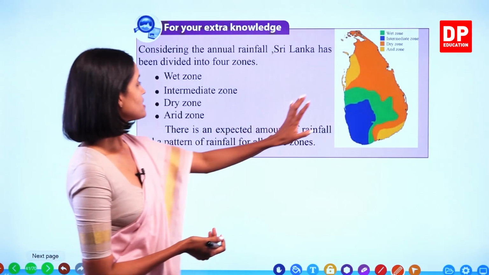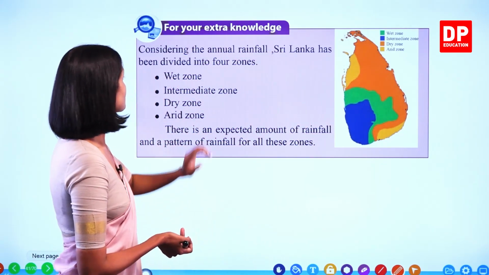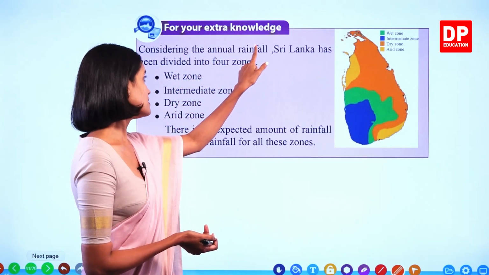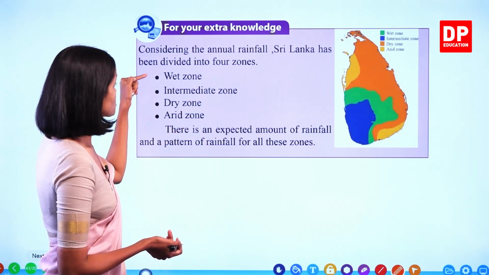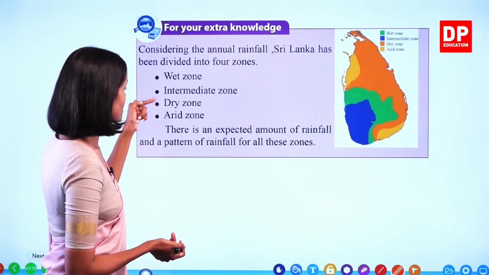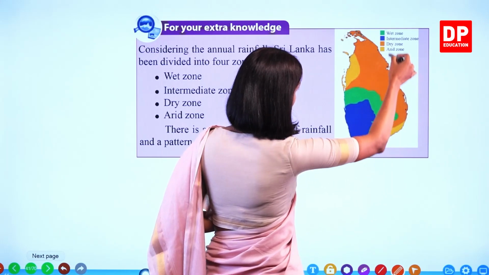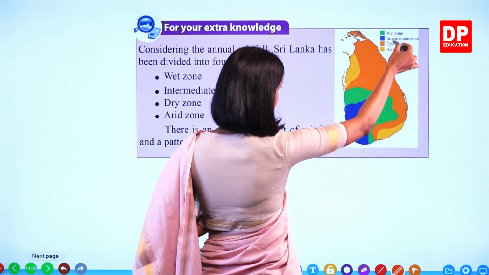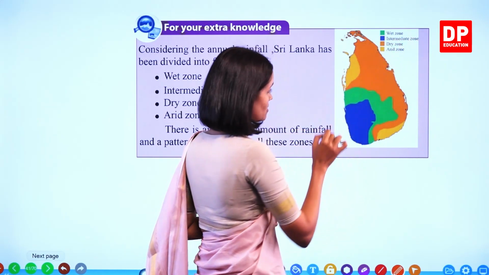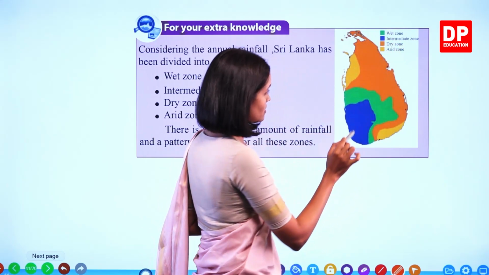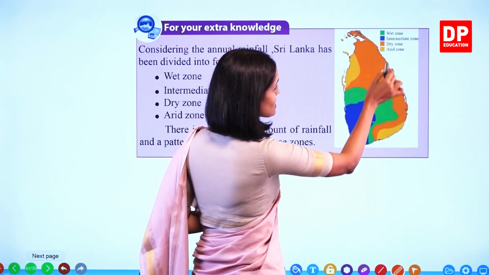Okay, so look at this diagram. Under the extra knowledge part, it's given here. Considering the annual rainfall, Sri Lanka has been divided into 4 zones. What are they? Wet zone, intermediate zone, dry zone and arid zone, right? So look at this diagram. It's given different colors. You can refer to these indicators given here, right? Blue color means intermediate zone. Green color means wet zone, right? This orange color is dry zone and yellow color is arid zone.